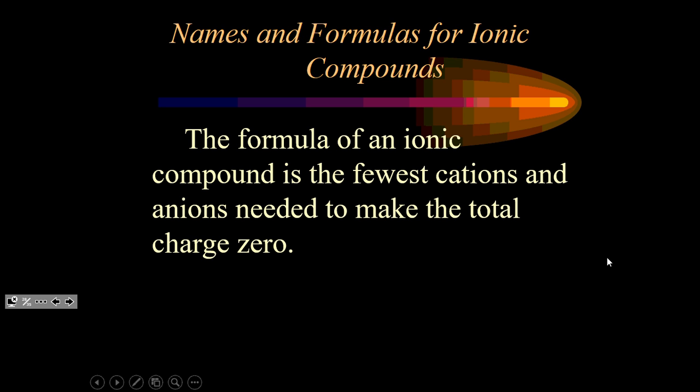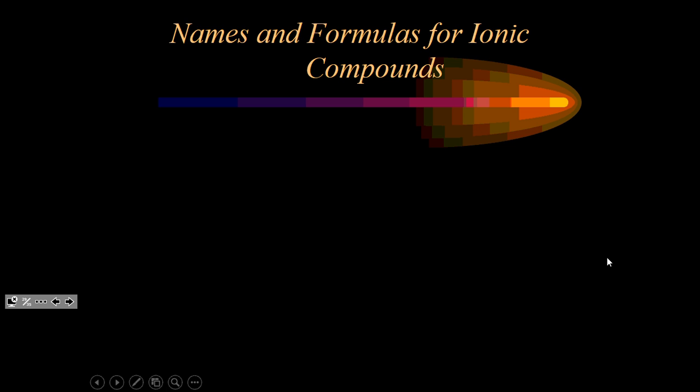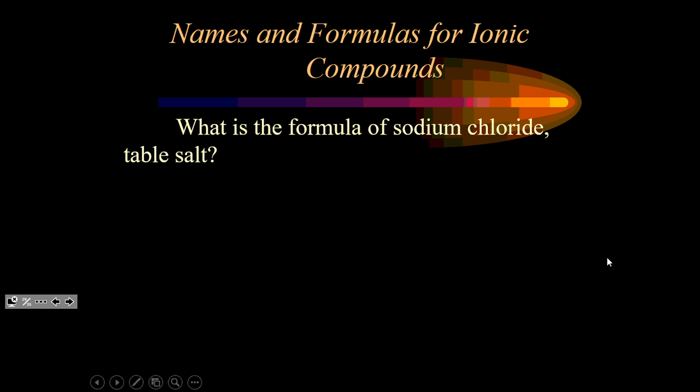And I showed you how we can move electrons to see what the formula is going to be. Well, it's a lot simpler than that. We don't really need to move electrons. All we really need to do is look at the charge to help us figure it out. But that's the key. We need to find out how many cations and anions we would need to get an overall charge of 0. So what would be the formula of sodium chloride, table salt?